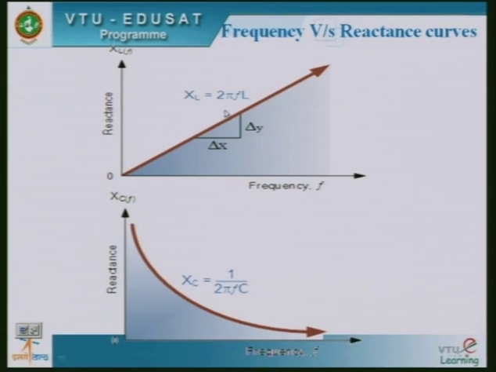As we increase the frequency, if F increases, inductive reactance also increases, and it is directly proportional. If you plot a graph between them, it is linear and looks like a straight line. As frequency increases, inductive reactance also increases. It reaches infinity, and finally the circuit behaves like an open circuit.